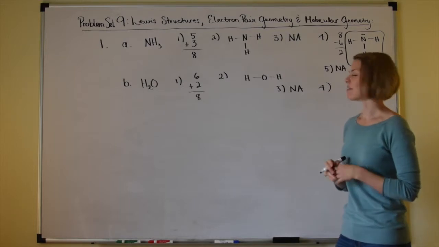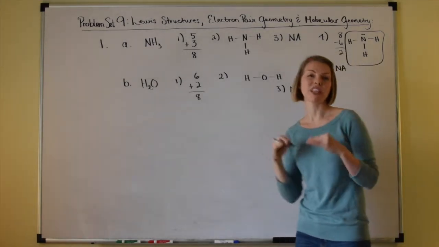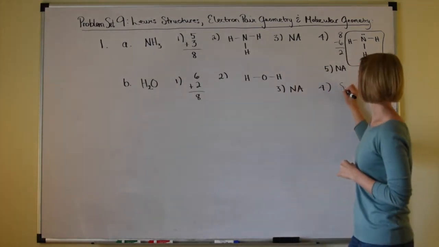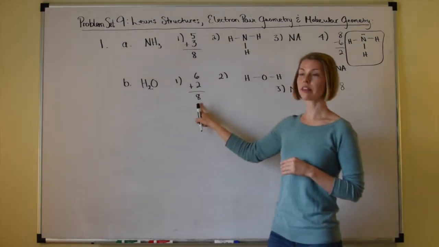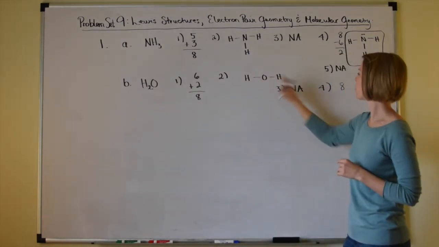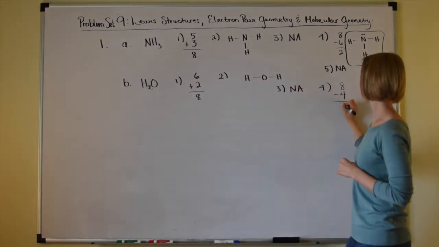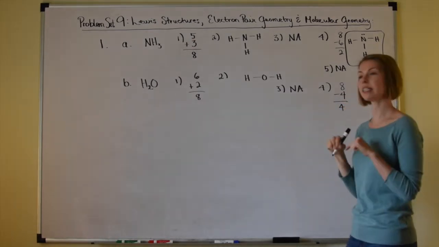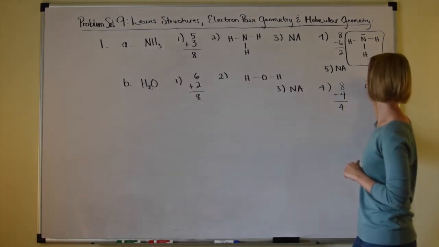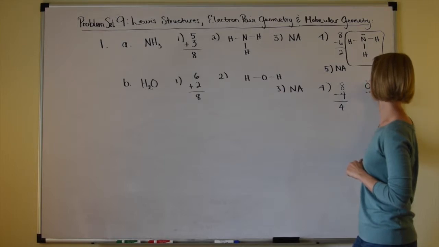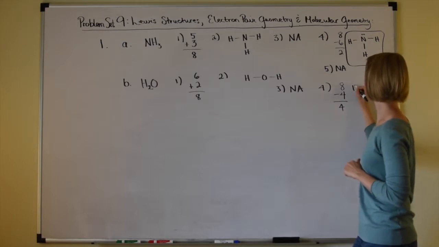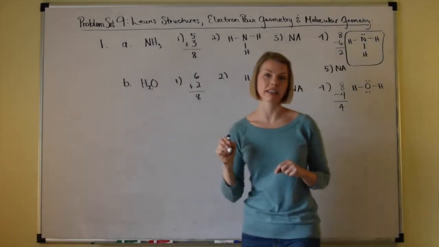Number 4, if there are any electrons left over, put them on the central atom. So we have 8 total that we're working with. We've used up 2, 4. We have 4 left over. Okay, we're going to put them on the central atom. That is oxygen. Put them on there as lone pairs. So now our Lewis structure looks like this.